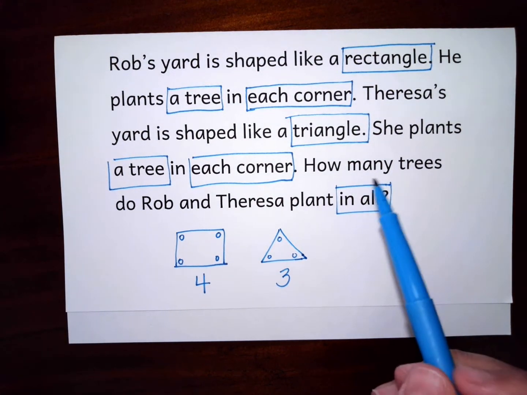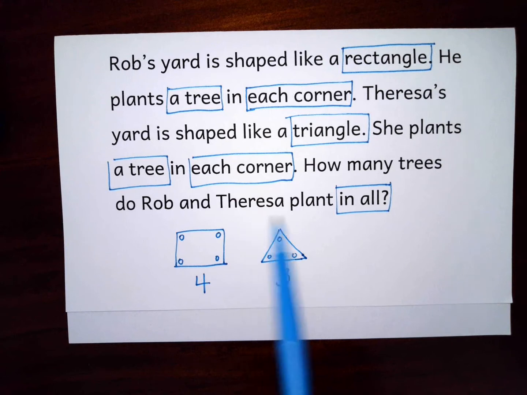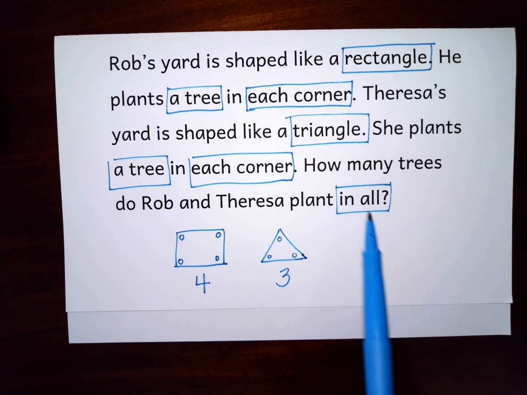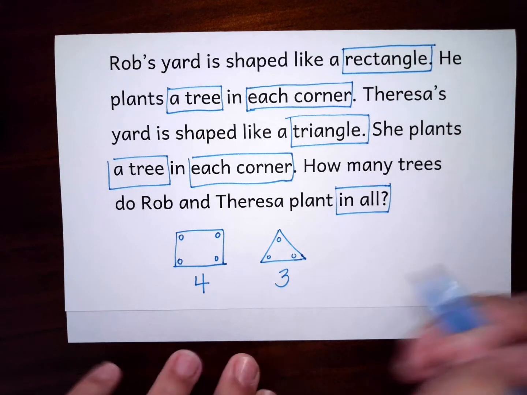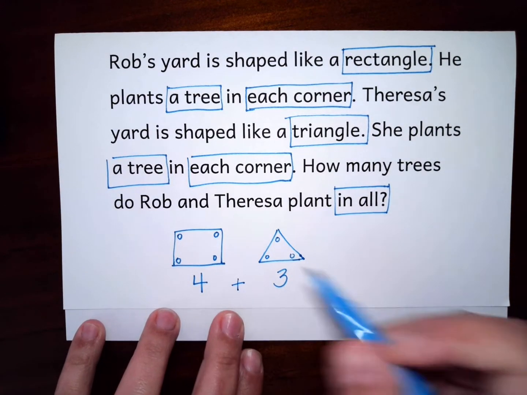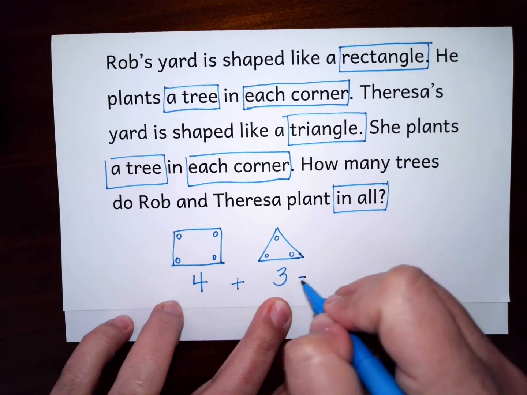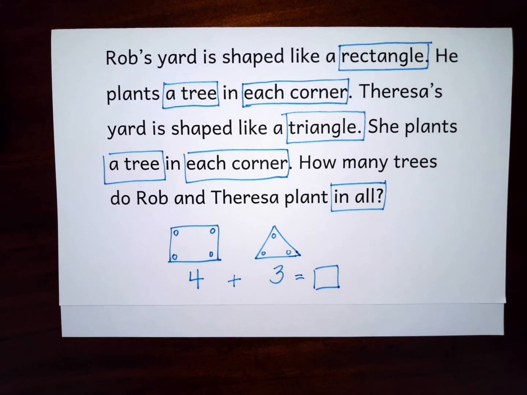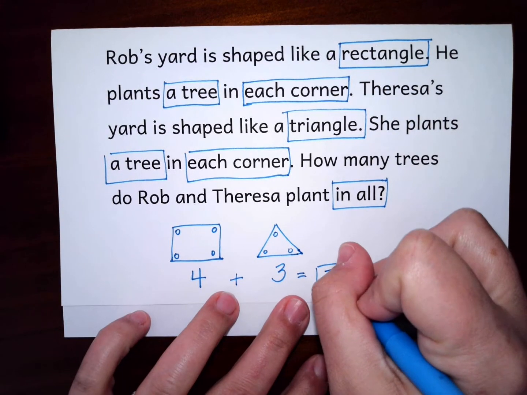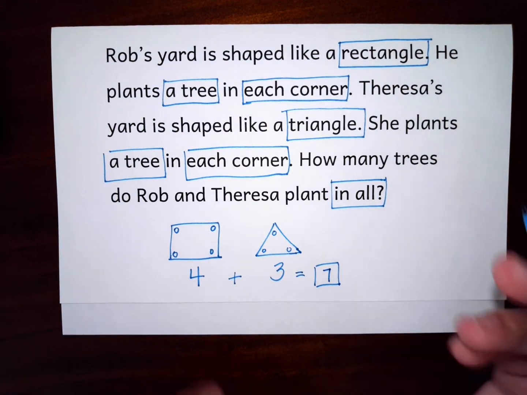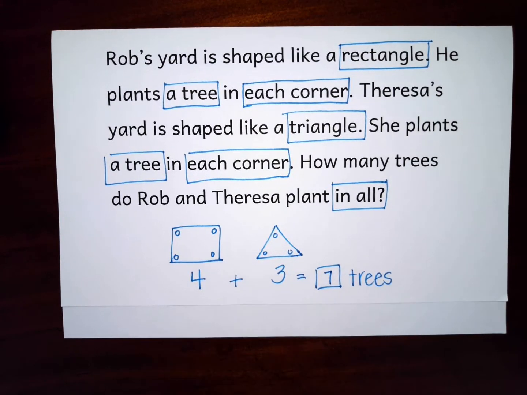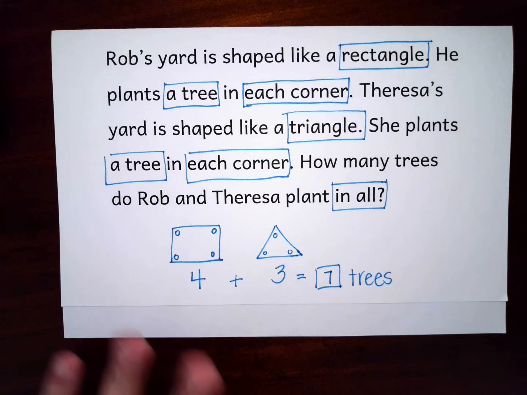Now, if I go back to my question, it says, how many trees do Rob and Teresa plant in all? In all is another clue word. It's telling me I want to find a total. So if I added 4 plus 3 together, I would get a total of 7. How many trees? 7 trees. Good job. Let's do a couple more before we work in our math book.